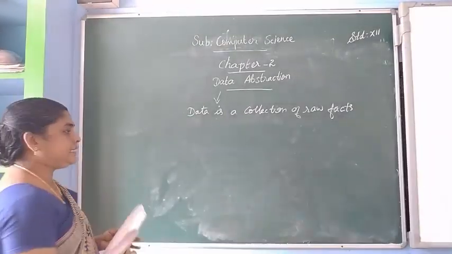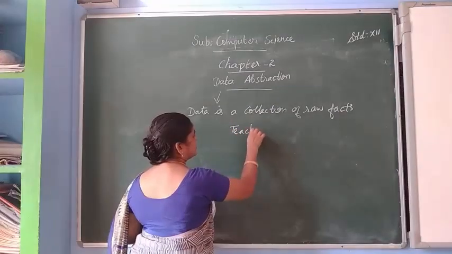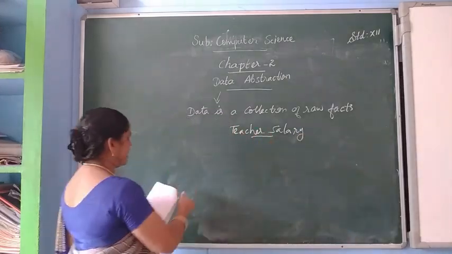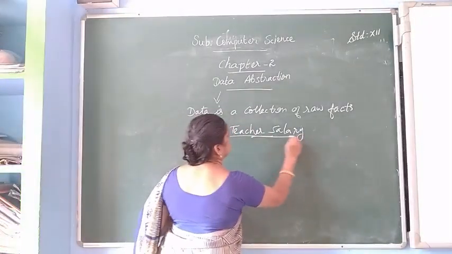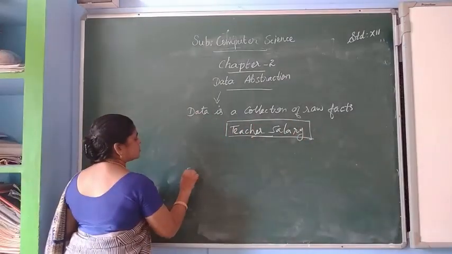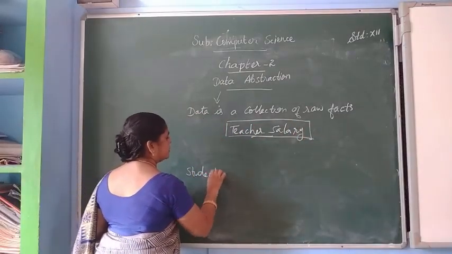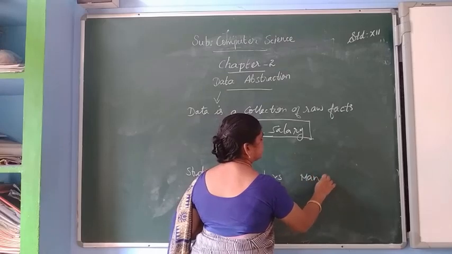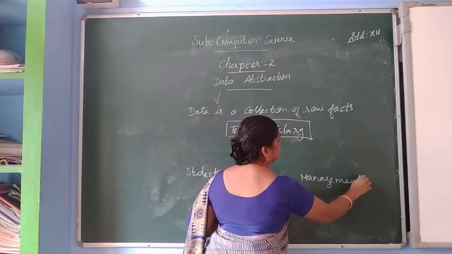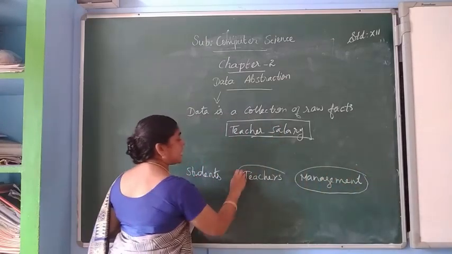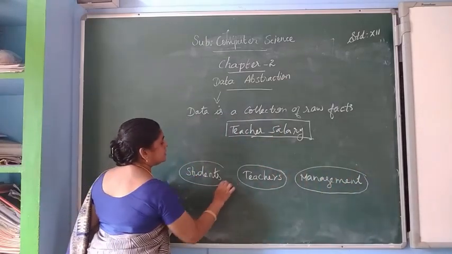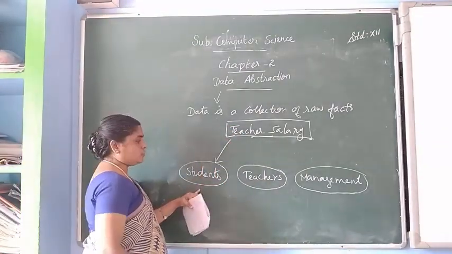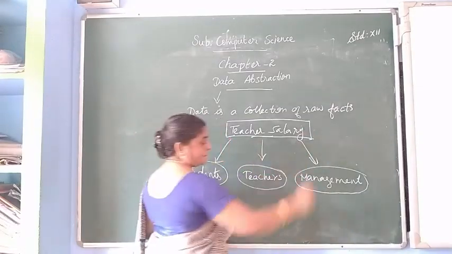One more example, that is teachers' salary. See here, three users are using this teacher's salary. Who are they? Students, next teachers, next management. This is the example for what? Abstraction. This is the example for abstraction. See, teachers' salary was used by three users: students, teachers, and management.